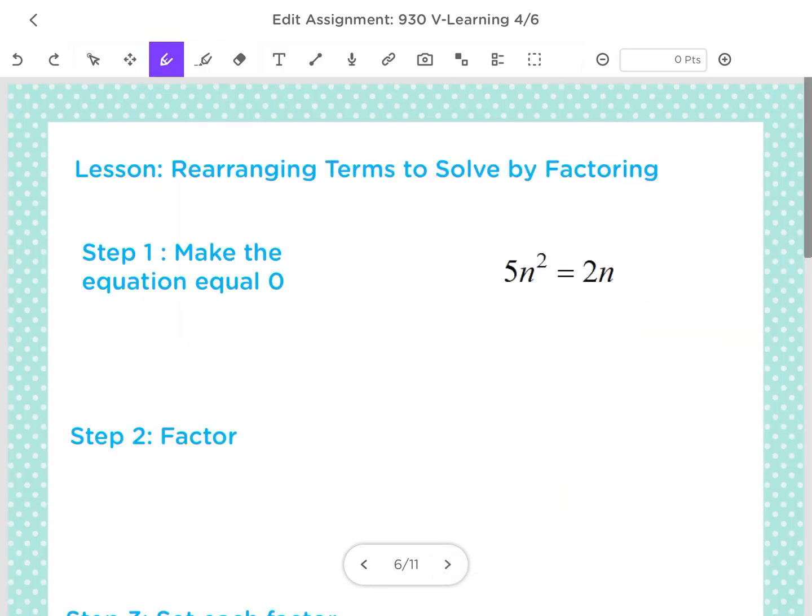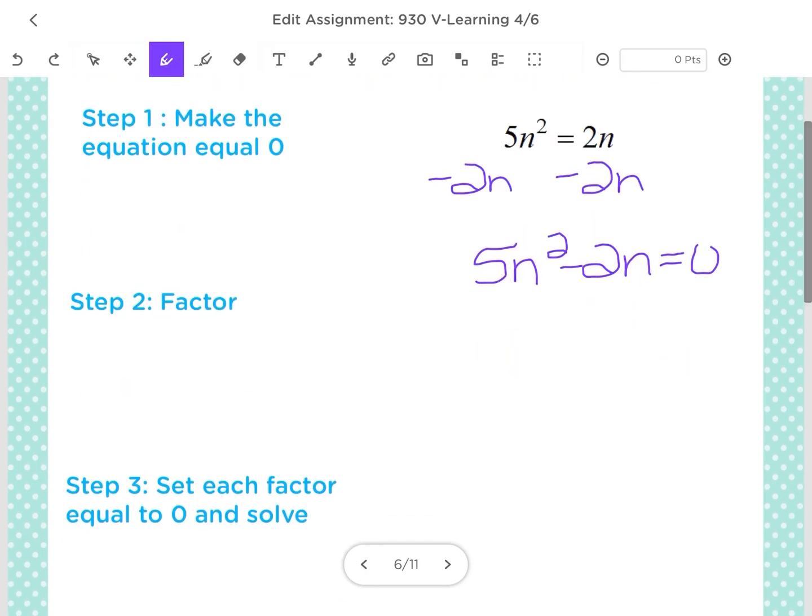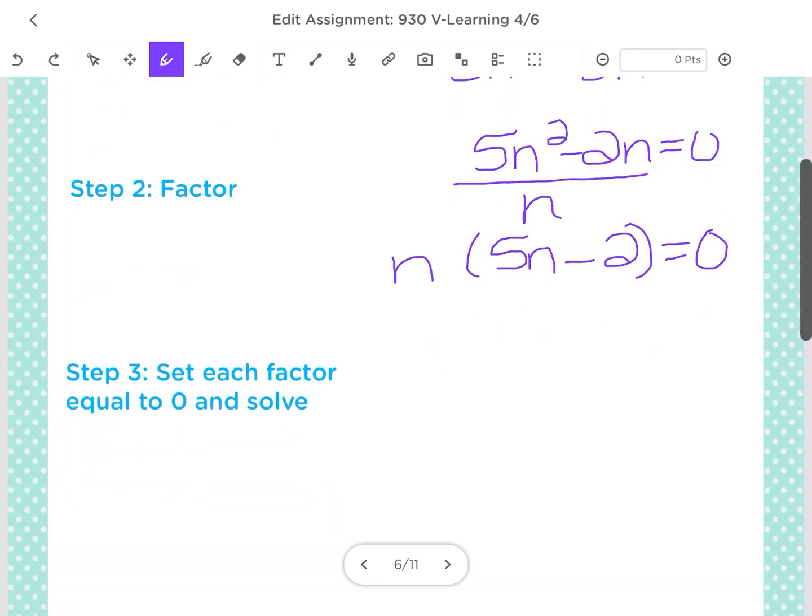Okay, last type. So we're going to go ahead and also solve this by factoring. We're going to make it equal 0 first. So we're going to subtract 2n from both sides. Okay. We're going to factor. Now this isn't a trinomial. Please remember that the first rule of factoring really is to take out the greatest common factor. And the greatest common factor here is n. So that's one of the factors. And then when I divide that expression by n, I get 5n minus 2. So I don't have to do any other factoring.